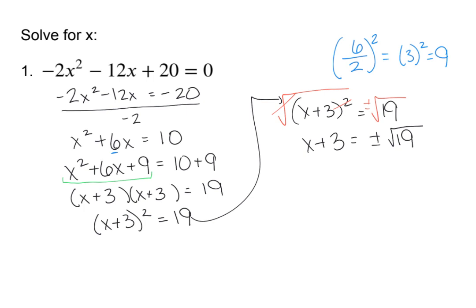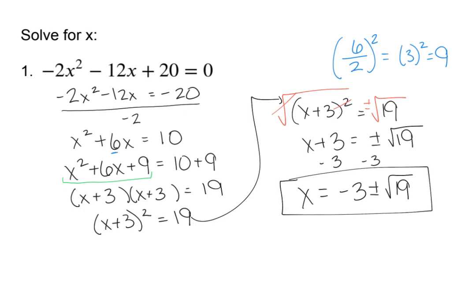There's nothing that's going to help me there. But then last, we got to get x by itself. And those are not like terms, so we cannot put those together. And there it is. Again, remember this is two things. So you could write it negative 3 plus root 19 and negative 3 minus root 19. Either way you want to write your answer is totally fine.